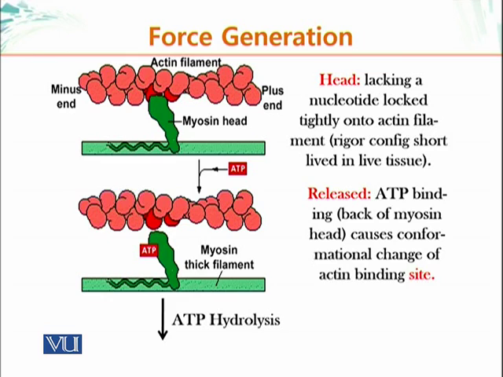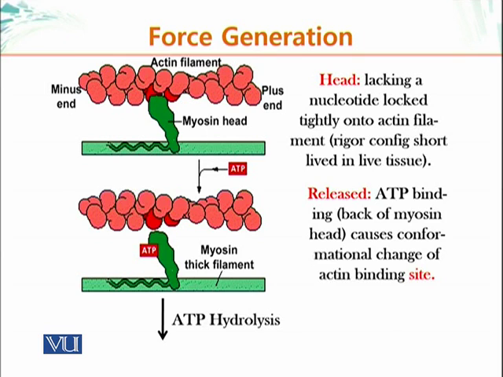In the first stage, the head of myosin, lacking a nucleotide, is locked tightly onto actin filament. This tight locking of myosin head onto actin filament also causes rigor mortis, which is basically when an animal or a person dies, their body becomes very stiff. The reason is normally cells have abundant ATP, and when ATP is bound to myosin, it does not bind to actin filaments very tightly, which is the next stage.